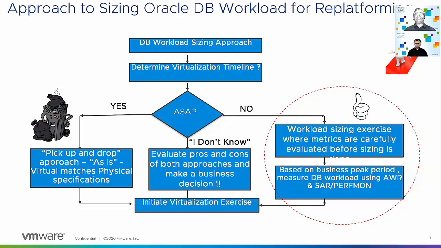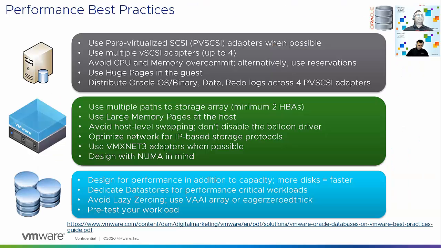But if you look at the process on the right, wherein we do have time, right, wherein we can do due diligence, we can do a plan and design exercise, we don't have to move ASAP, then what we recommend is, based on the business peak period, measure the database workload using AWR and then operating system statistics like either SAR on Linux or Perfmon on Windows, and based on that, we can come up with a very good design for the cluster and also for the database. So once we do due diligence, we know that there will be no wastage of resources once the virtualizing exercise is completed. All right.